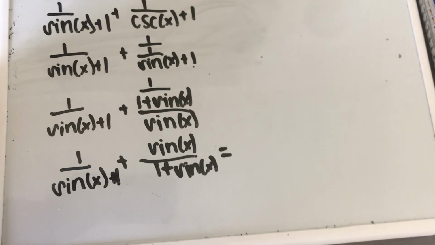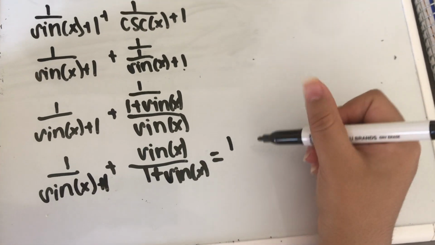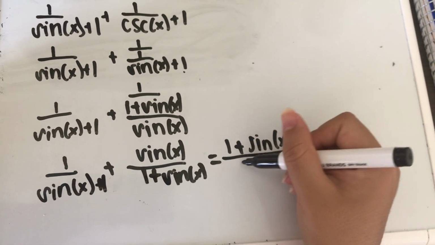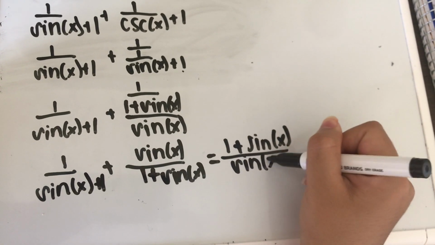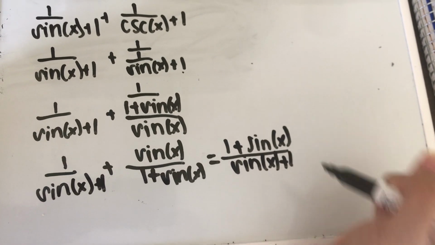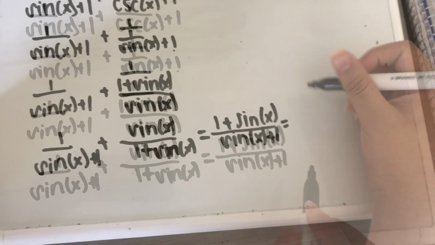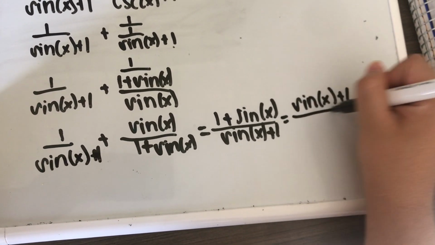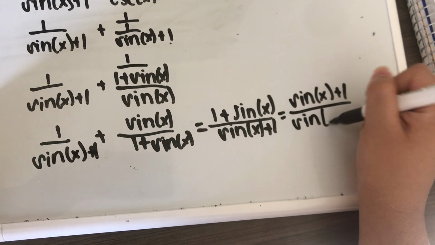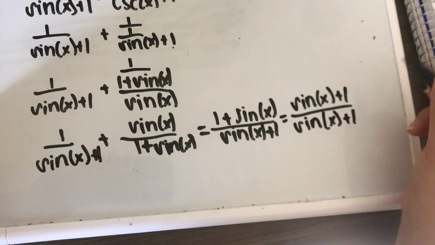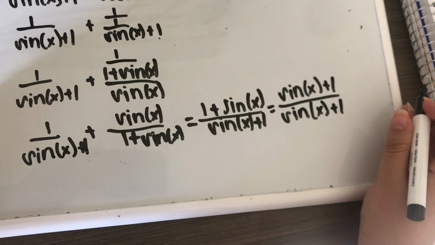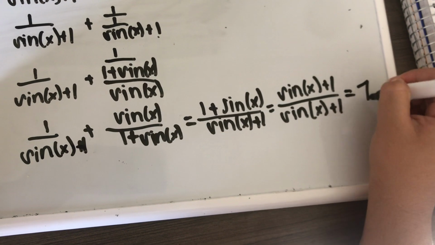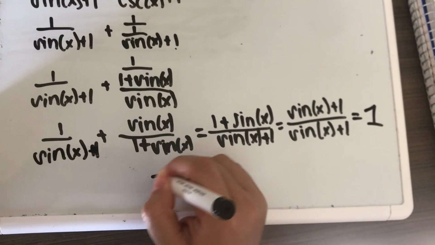So we would just put 1 plus sine x over sine x plus 1, and sine x plus 1 over sine x plus 1. And we know the rule of any expression divided by itself would equal 1. So number 29 is true.